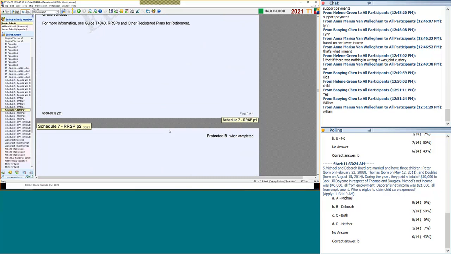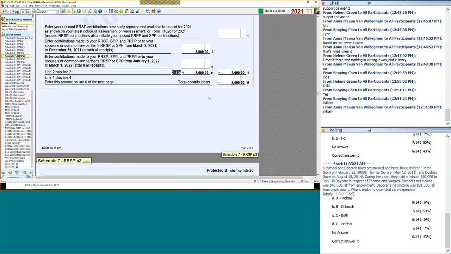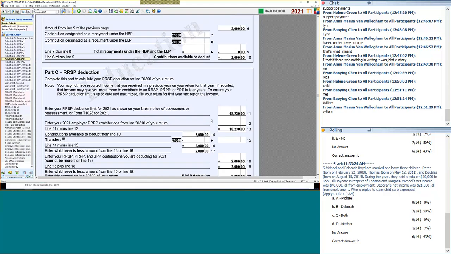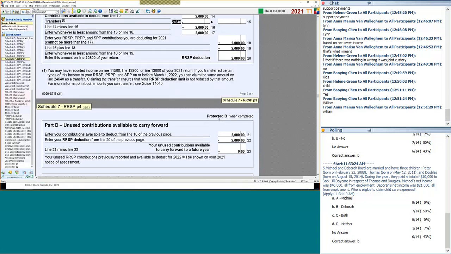Okay, the Schedule 7, just a quick refresher on the Schedule 7. He put $2,000 in. He's not making any repayments. He has $18,000 of room. That's more room than we need. We're going to give him the full deduction this year, and he'll have no carry forward for next year.